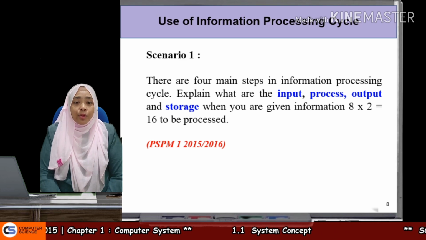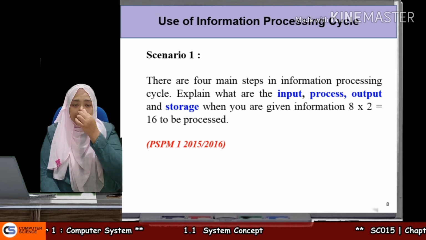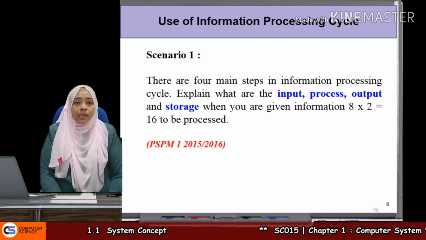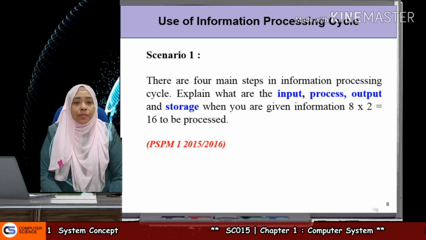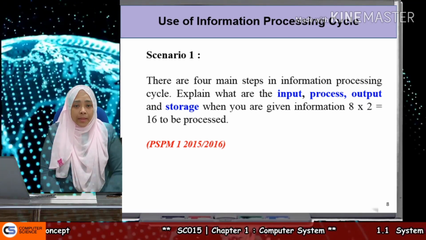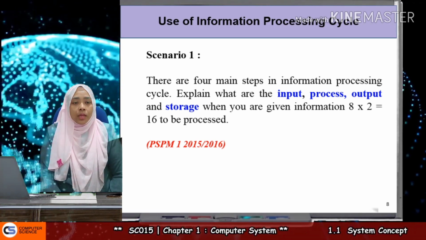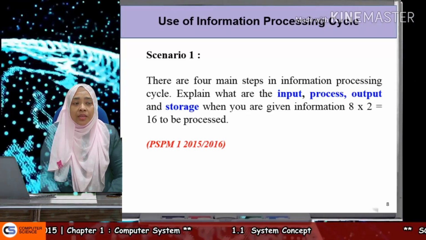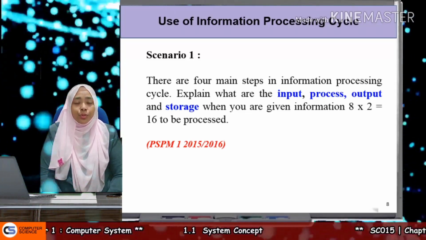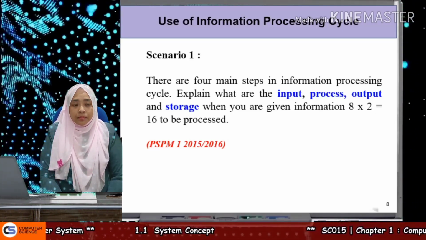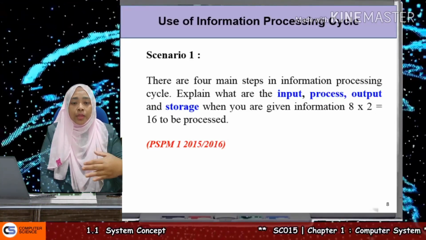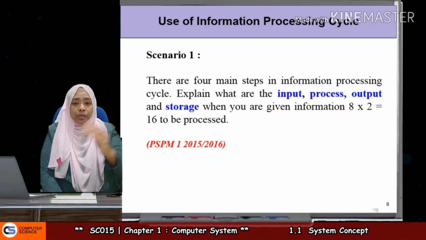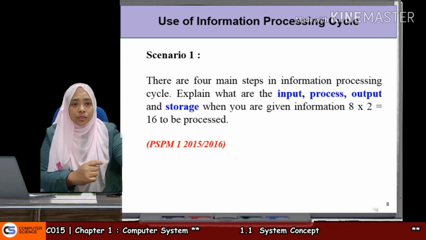Okay, based on scenario 1, this question is from PSPN 1 2015-2016. The question is, there are 4 main steps in the information processing cycle. Explain. Okay, explain what are the input, process, output, and storage when you are given the information 8 multiplied by 2 equals 16 to be processed. So that is the situation, how we apply the terms input, process, output, storage for that situation. Okay, how to answer this question?